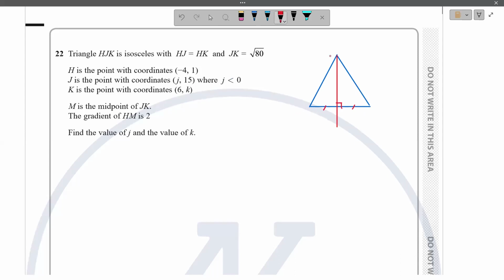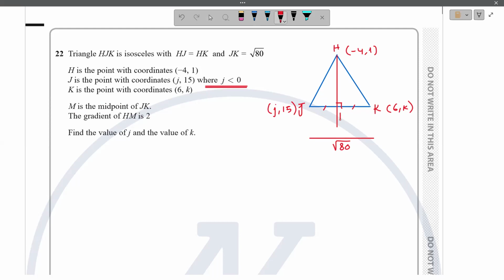The length of JK, we need to write first, this is HJK. The length of JK is root 80. The coordinates of H is -4 and 1. Coordinates of J is J and 15. Coordinates of K is 6 and K. And J is less than 0, which means when we have two answers of J, we're going to take the answer that's less than 0, the negative answer.